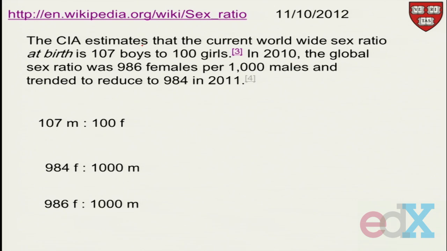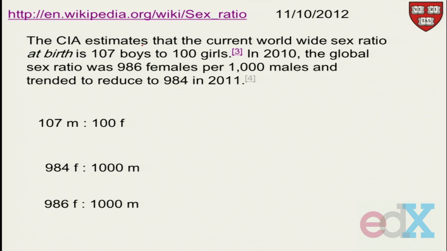So I went to Wikipedia, and I know that some of you say, oh, you can't go to Wikipedia. But anyway, I did. And here it is. And what I saw here is these three statements. That the CIA estimates that the current worldwide sex ratio at birth is 107 boys to 100 girls. So that's the CIA fact book.